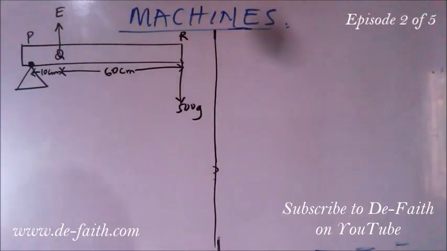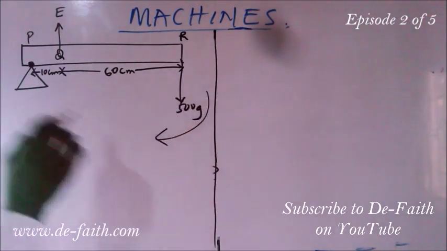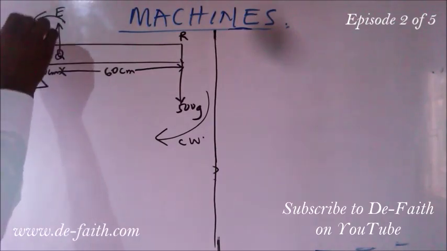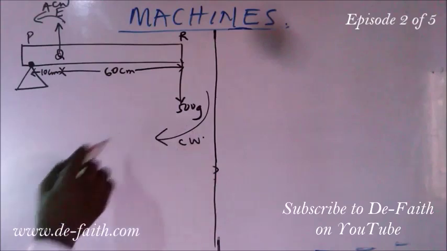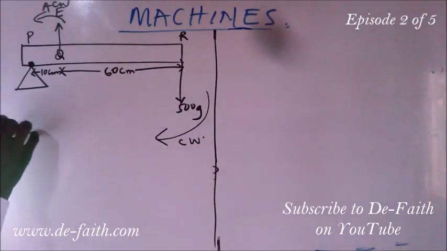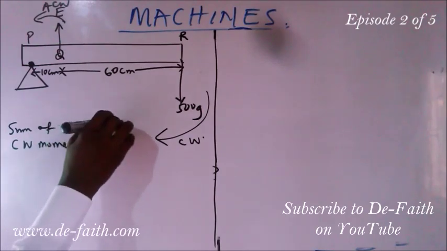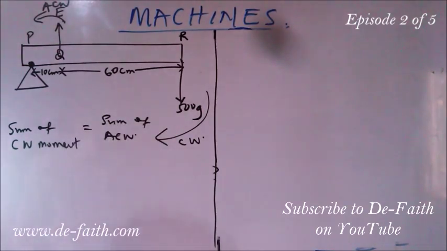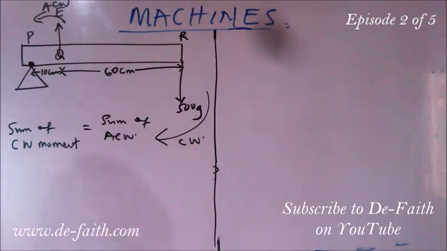Now, when we consider the movement of this, it moves in a clockwise motion, and when we consider this, it moves in an anti-clockwise direction. So this is the clockwise direction, and we have it that the sum of clockwise moments is equal to the sum of anti-clockwise moments. Before we go on with this calculation, we need to ensure that we change these values into the SI units.